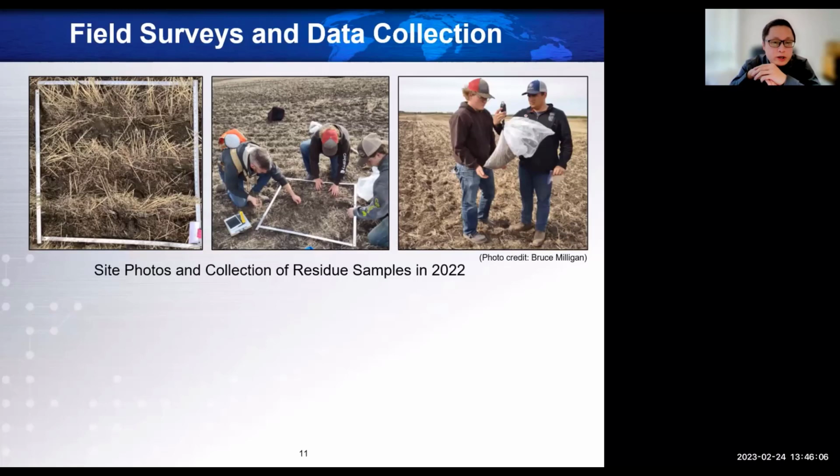You can clearly see the residue there, and then we manually collected the residues and measured the weight. Eventually we want to correlate such weight data with the remote sensing data, and then we can map the percentage and also maybe the biomass, the weight of the residues for the entire farm.